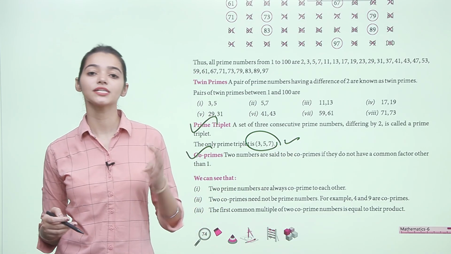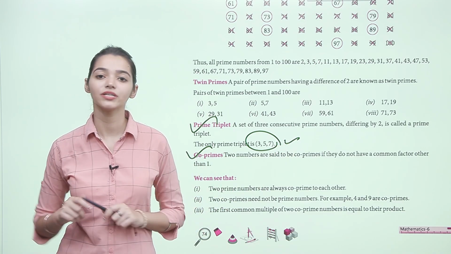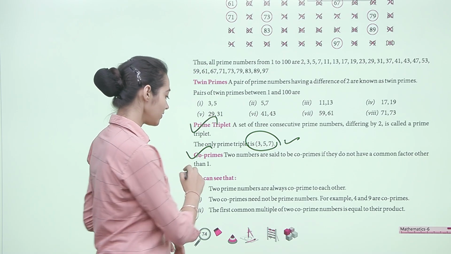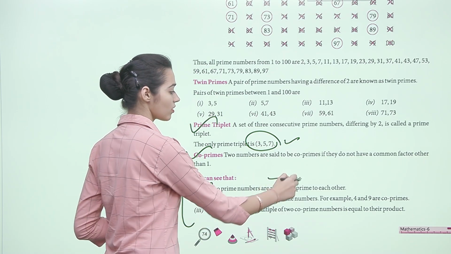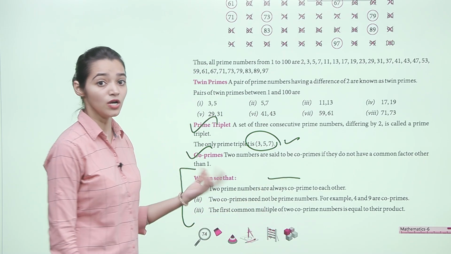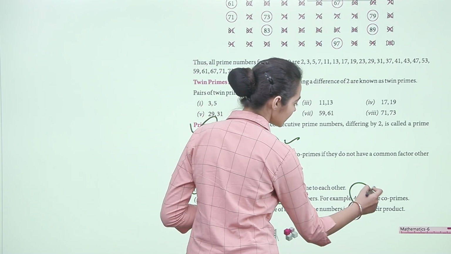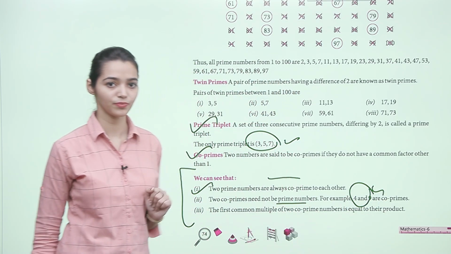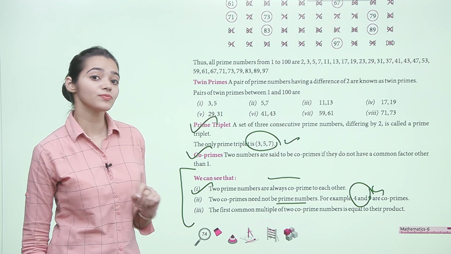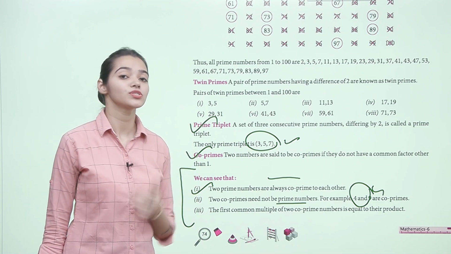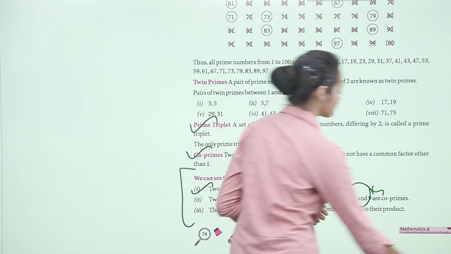Co-prime. 2 numbers are said to be co-prime if they do not have any common factor other than 1. So we can see that 2 prime numbers are always co-prime to each other. 2 co-prime numbers need not be prime numbers. For example, 4 and 9 are co-prime but they are not prime. Now the first common multiple of 2 co-prime numbers is always equal to their product.